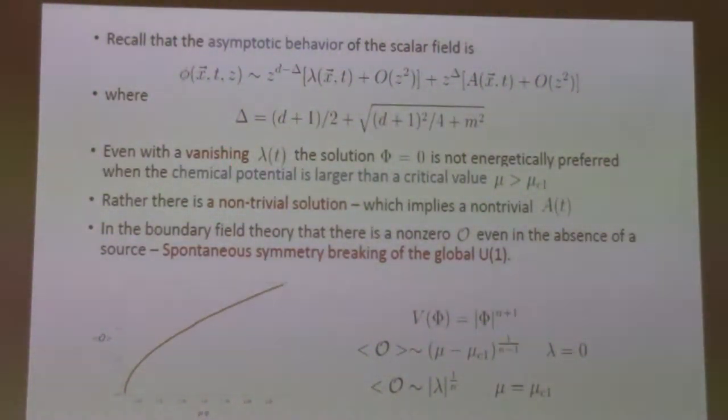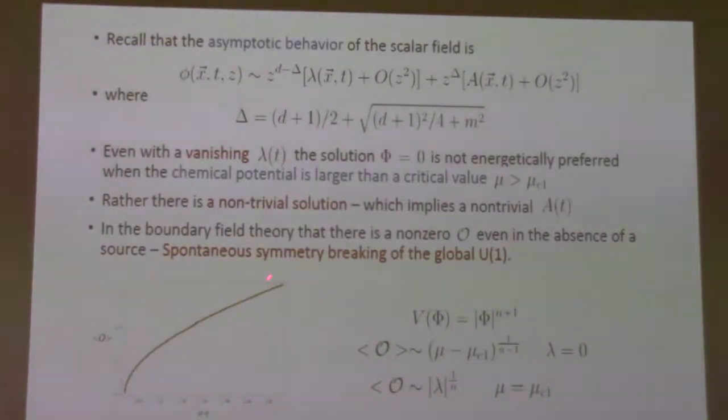However, even with a vanishing lambda of t, if you have a mu which is large enough, this solution is not stable. This is again the asymptotic condition I've written down. This lambda of t is the non-normalizable part of phi. The solution is thermodynamically unstable when the chemical potential is larger than some critical value. Instead, there is now a non-trivial solution of the full non-linear equations of motion. That non-trivial solution means there is a non-trivial normalizable part of the field, which means that there is an expectation value of the dual operator. So this is a condensation. What we are seeing is a spontaneous symmetry breaking of a global U(1), which is why it's called a superfluid.